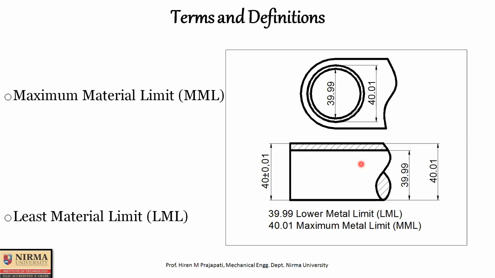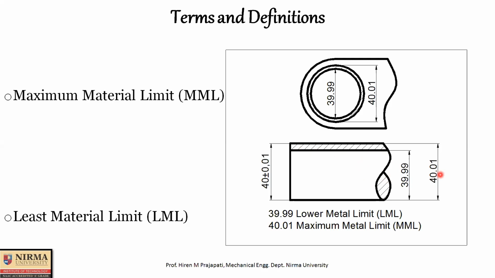Now in case of shaft feature or external feature, if you produce shaft with lower limit, means 39.99, then less amount of material is utilized. That's why for shaft feature or for all the external features, lower limit is considered as a least material limit. But if you produce shaft with 40.01, then this edge portion is the amount of material utilized more compared to 39.99. So for shaft feature, upper limit is considered as a maximum material limit.